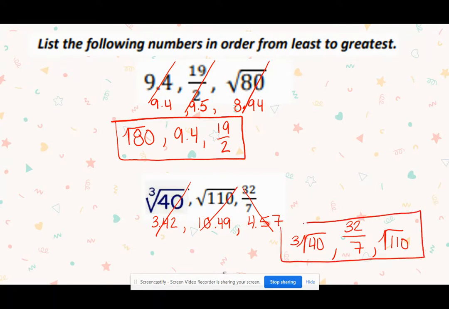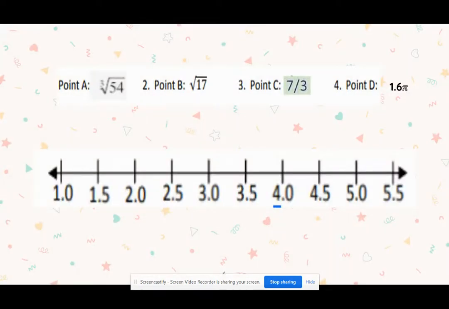So least to greatest, or smallest to biggest. Sometimes you have to watch out because sometimes they'll say greatest to least. So just make sure you know which way they want you to go. And then they can ask you to put it on a number line. So we have 4 points right here. They want us to put it on a number line.